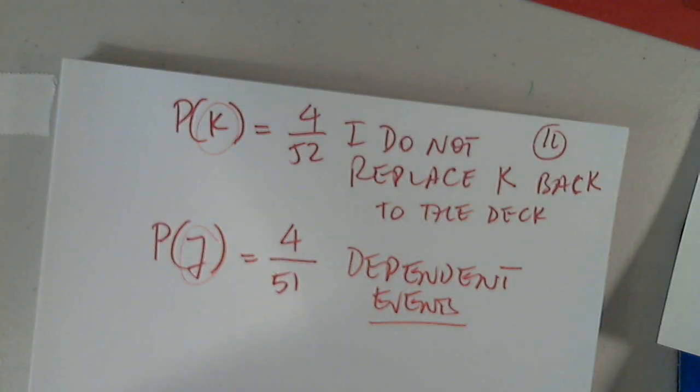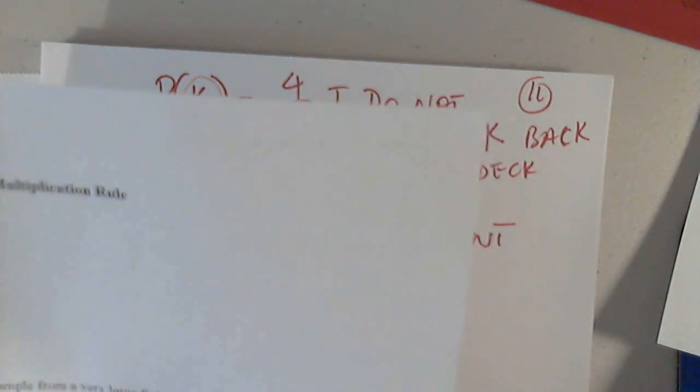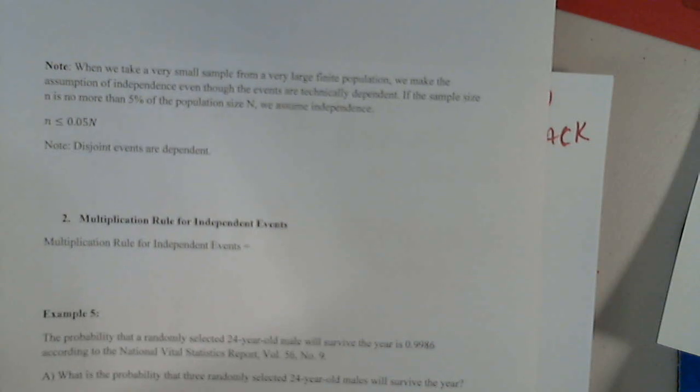This event and this event now are dependent. Okay, so let's look at finally the multiplication rule. So let's start with an example.